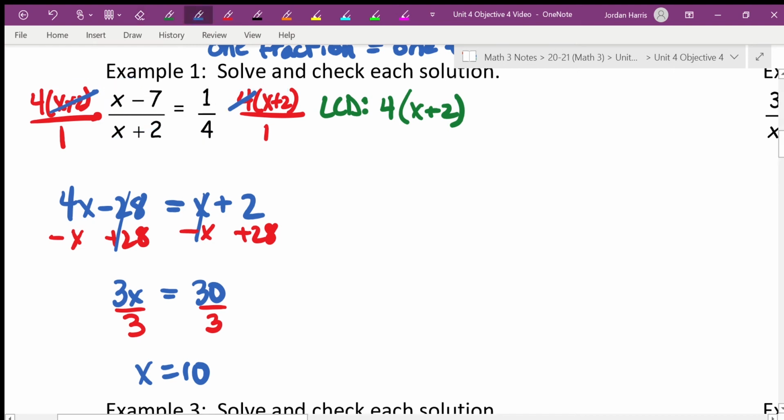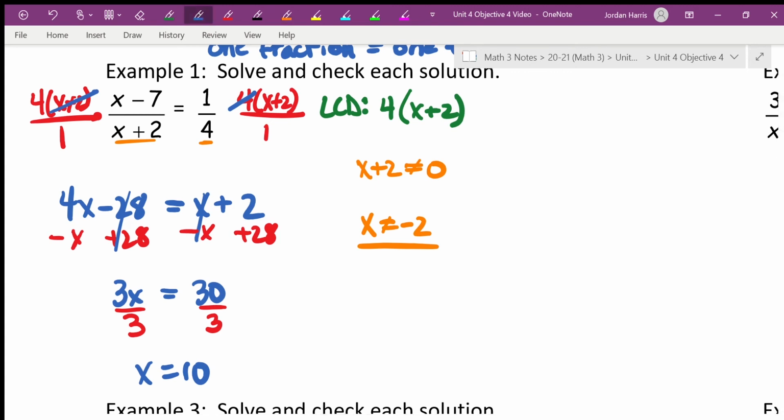There's something we always have to check, and we talked about it in the first objective to introduce it, and that is our excluded values. So the 4 can never turn into a 0, but the x plus 2 can. So we look at our denominators, and we say, well, x plus 2 cannot equal 0. So that means x cannot equal -2, and that is something we have to always check.